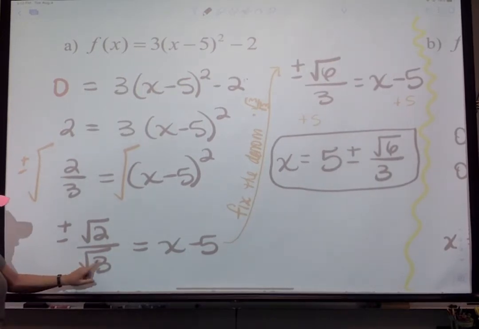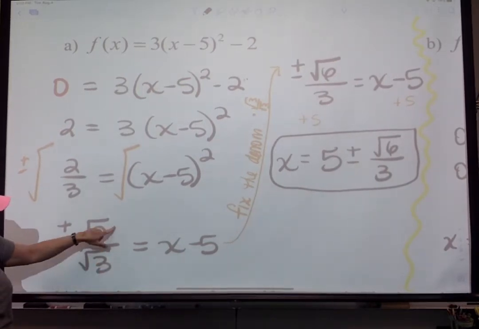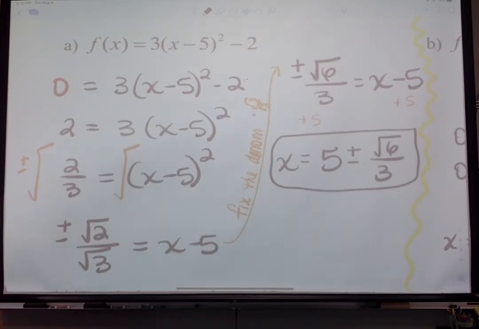So not quite acceptable to leave a radical 3 on the bottom. So I multiply by radical 3 over radical 3.